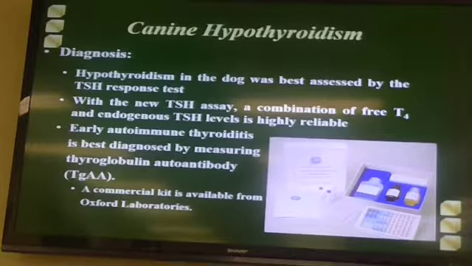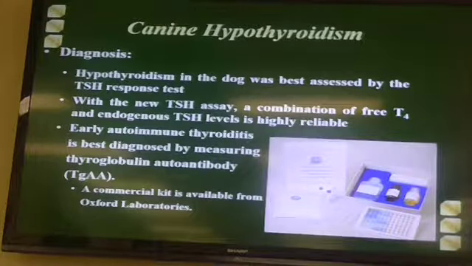But we've developed different ones. There's a new endogenous TSH assay. What's endogenous mean? Made within. So there's an endogenous TSH assay that we can use in combination with free T4. Free T4 is the one that's less affected by euthyroid illnesses and things like that. So we can do a combination of endogenous TSH and free T4, and it's very highly reliable. When you do those two together, it's almost 100% reliability, which is rare for assays as far as that's concerned.